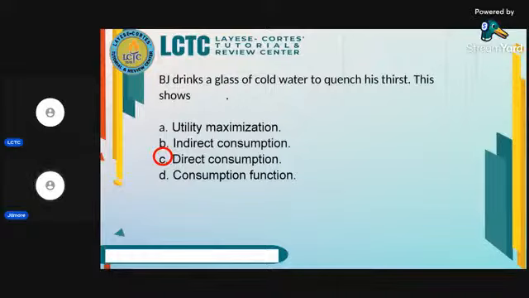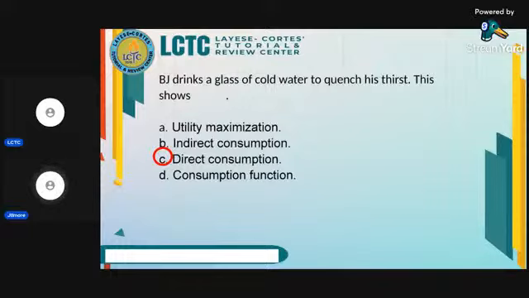When we talked about utility maximization, it's the total satisfaction that we can get from consumption. In economics, utility is the satisfaction or the happiness derived from consuming goods or services. Not just goods, but including services.